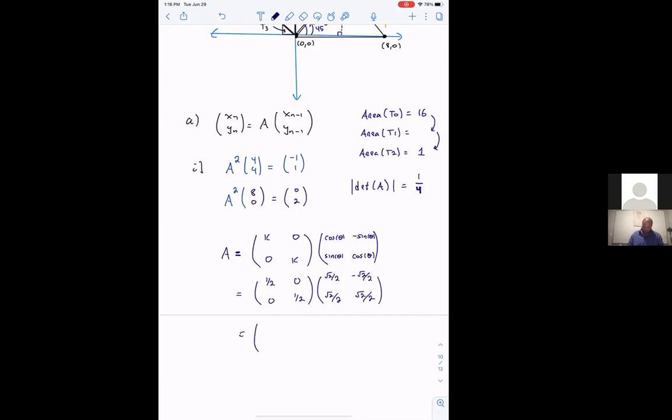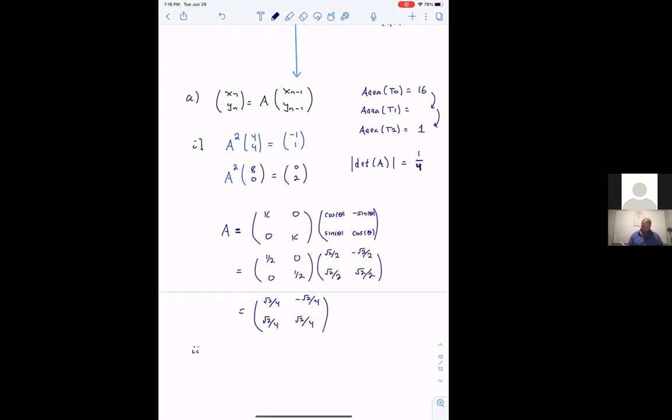So what we get is root 2 over 4. And then we get negative root 2 over 4. And then we get root 2 over 4. And then we get root 2 over 4 again. Let's just check. Root 2 over 4, root 2 over 4, negative root 2 over 4, root 2 over 4. So that is the matrix A.